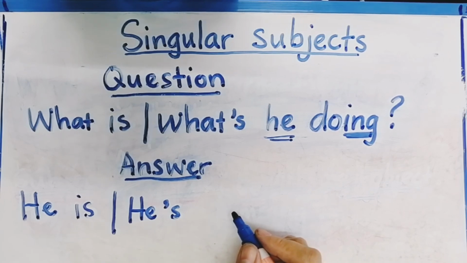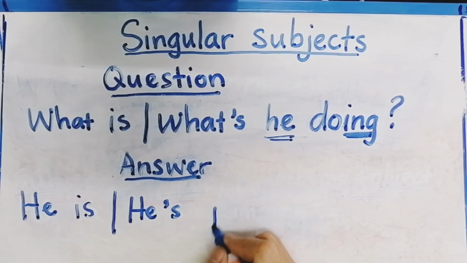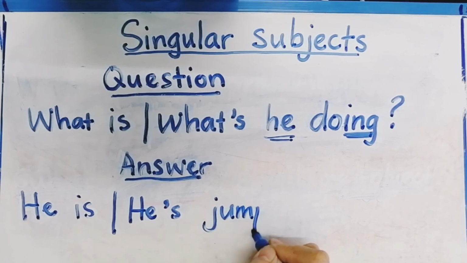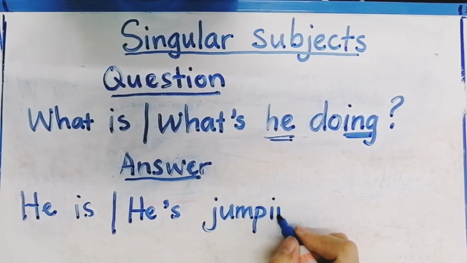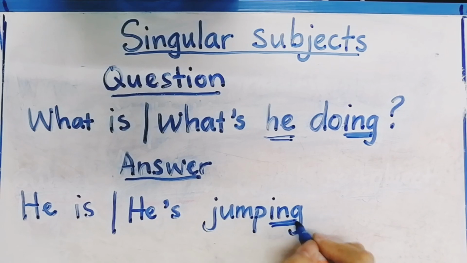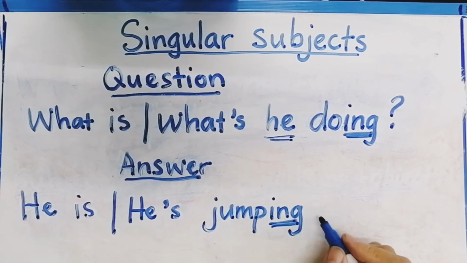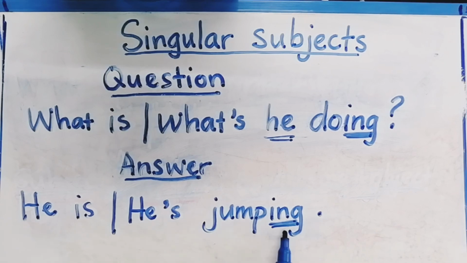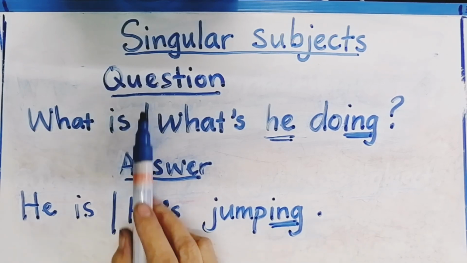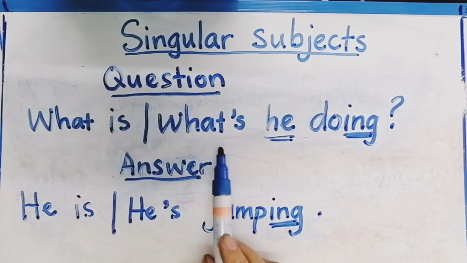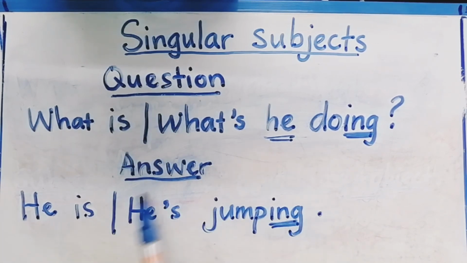And the verb with ing, for example, jump. Plus ing become jumping. And don't forget your full stop. He is or he's jumping. Dia sedang melompat. And the question here, what is or what's he doing? Answer, he is or he's jumping.